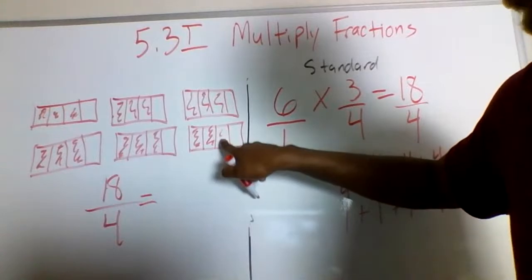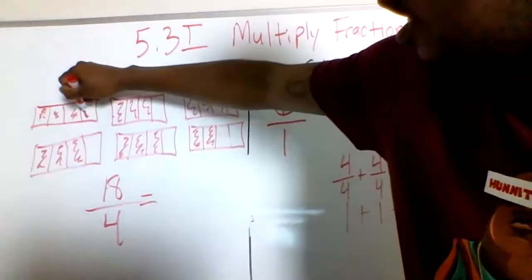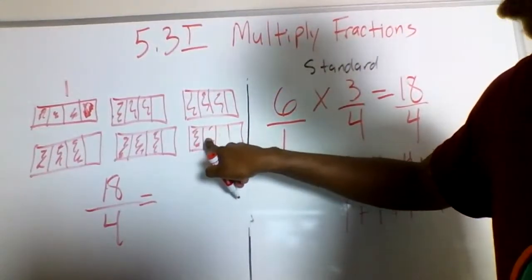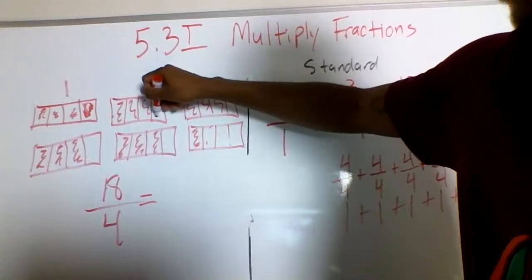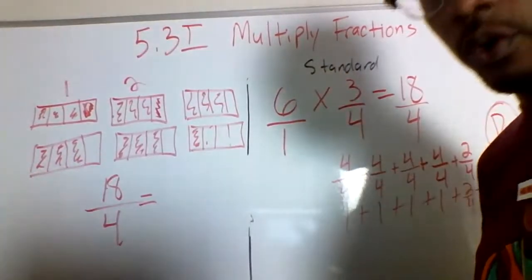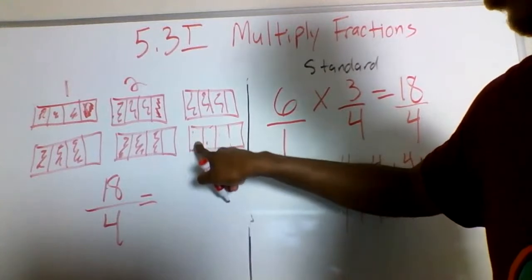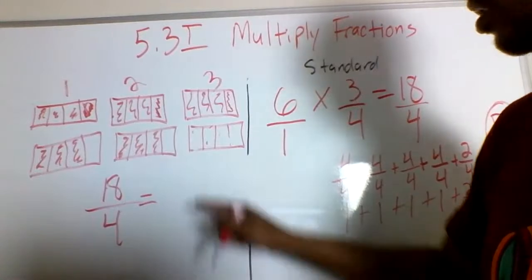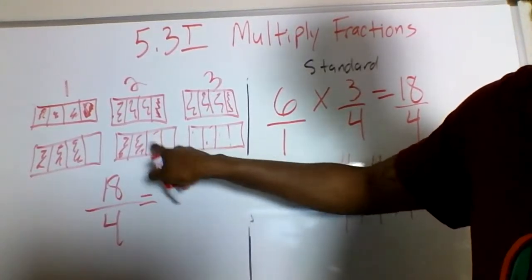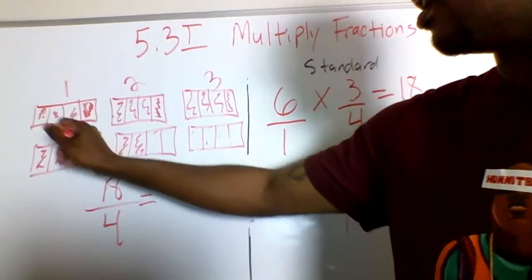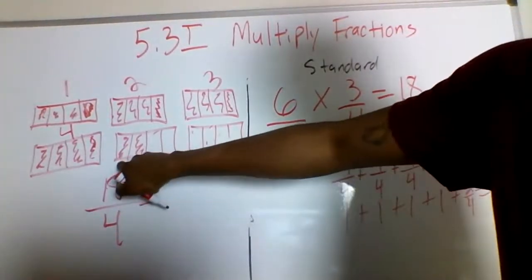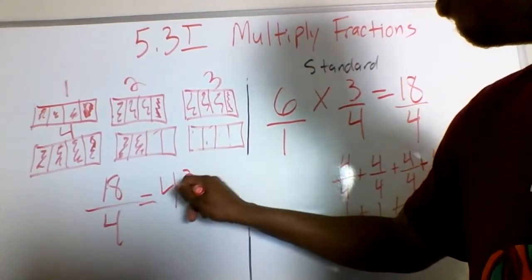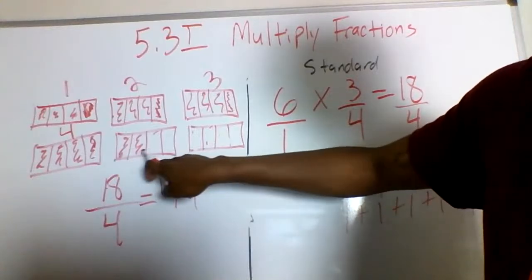Remember, I said take one off the end and put it right there. That's one whole. Take one off the end again and put it right there. That's 2 wholes. Take one off the end and put it right here. That's 3 wholes. Take one off the end and put it right there. That's 4 wholes, and then you see 2 out of 4. So that's 4 wholes and 2 fourths. And if you look at it, 2 fourths is the same thing as half.